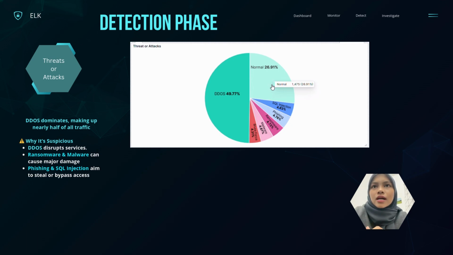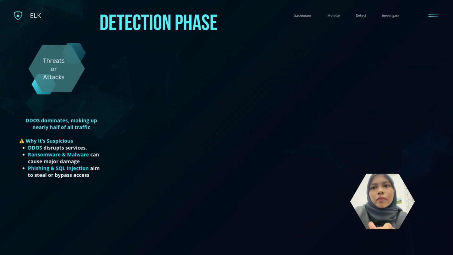DDoS attacks are high risk because they aim to disrupt service and they form almost half of all the traffic. Ransomware and malware are known for causing serious data and financial loss. Phishing and SQL injection can be used for credential theft or unauthorized access. All insights are based only on what's shown in the chart, with no assumption about who launched the attacks or their intent. The threat types and their percentages are directly from the pie chart.